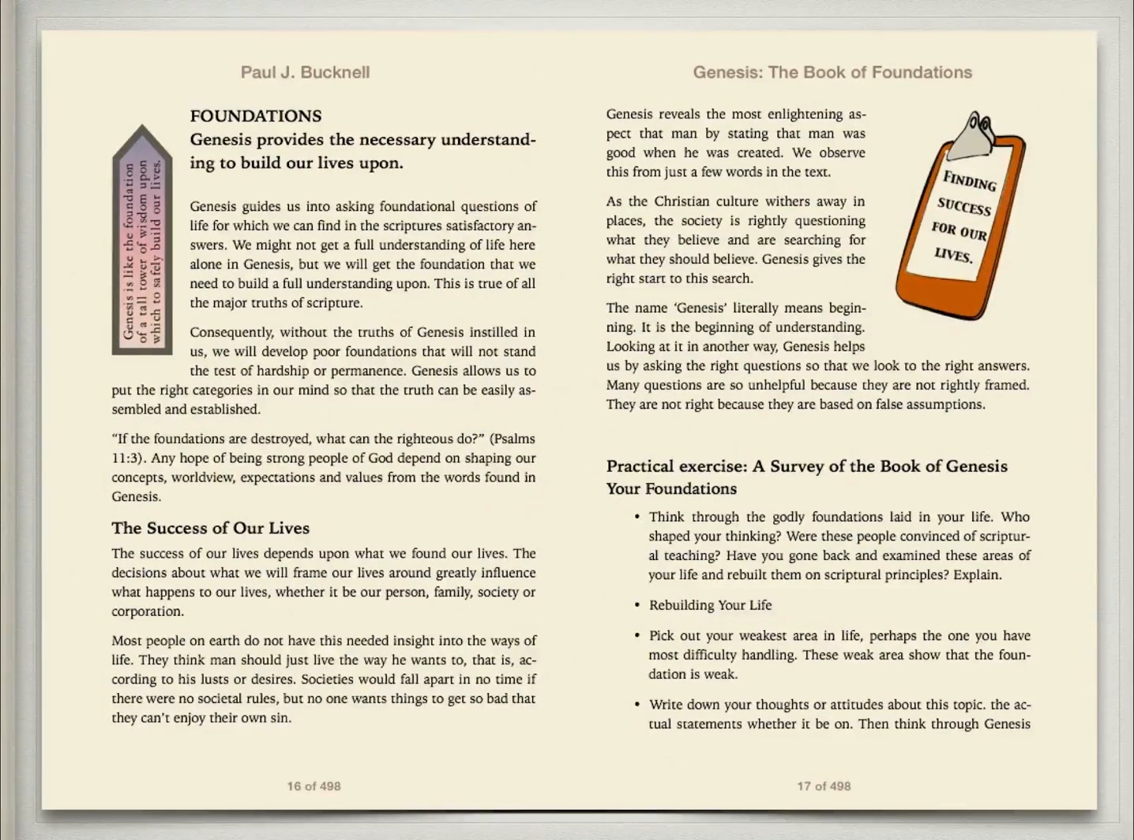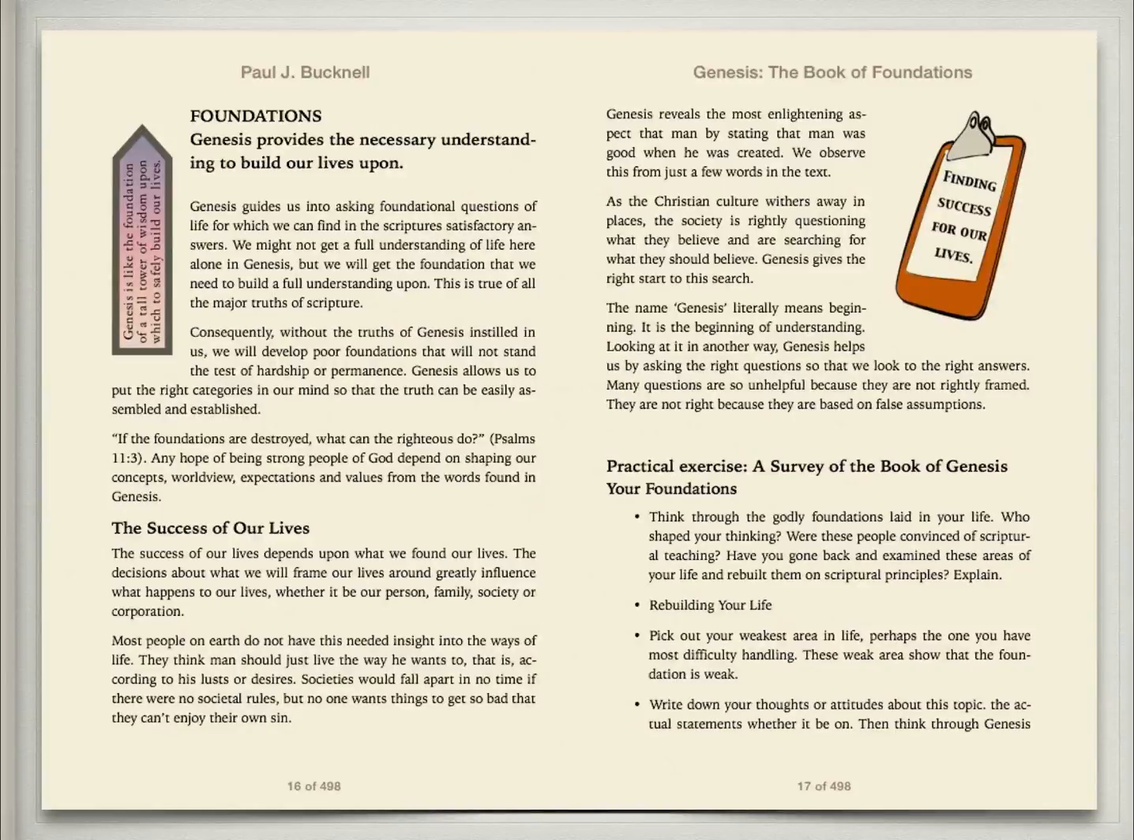and so we can really understand it easily. We go through a number of themes early on in the book, but the one that we center this book around is foundations. Genesis provides a necessary understanding to build our lives upon. Our success in our life will have to do with how we understand God, what He's doing in time.